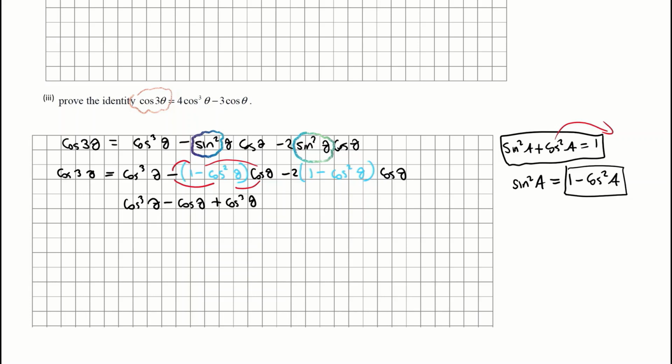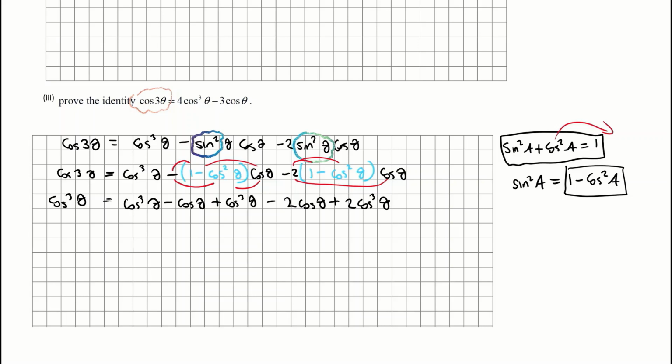Let's multiply in the second bracket. So let's first of all multiply the cos by the minus 2 to give me minus 2 cos theta. Then multiply that into the bracket. So that's giving me minus 2 cos theta. And then minus by minus will give me a plus 2 cos cubed theta when I multiply in the bracket. And again, I'm trying to get that to equal 4 cos theta cubed, sorry, cos theta cubed.